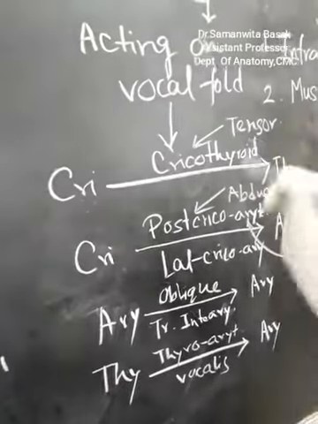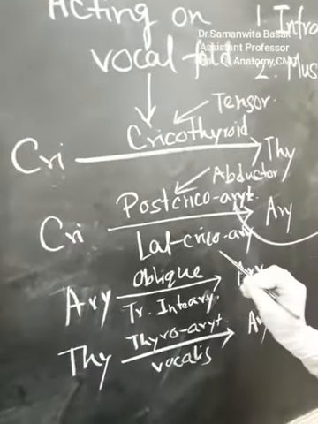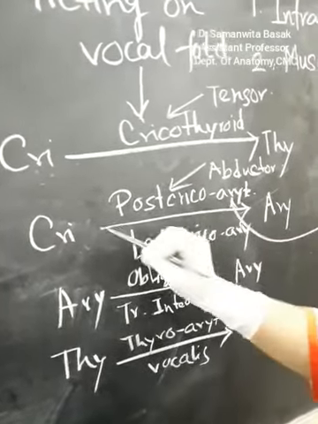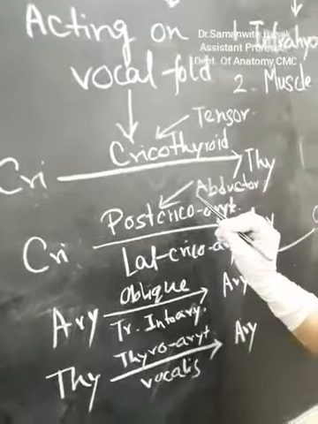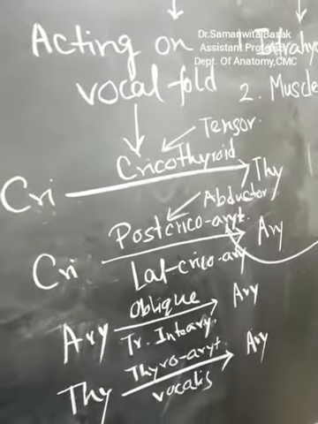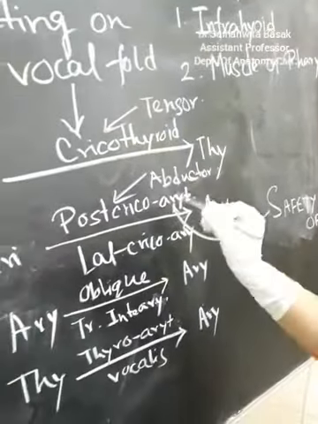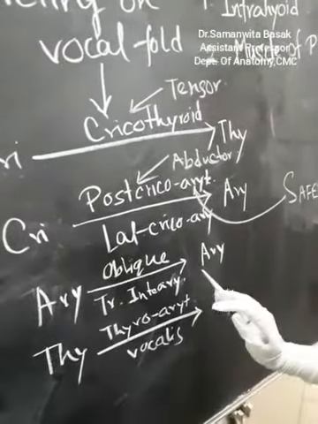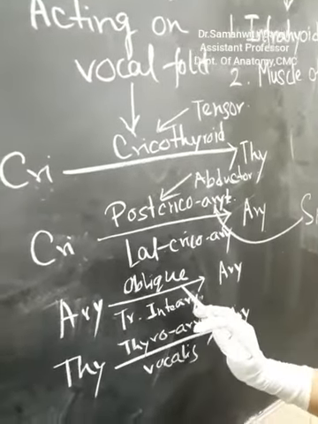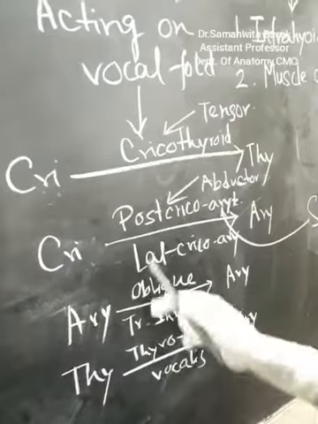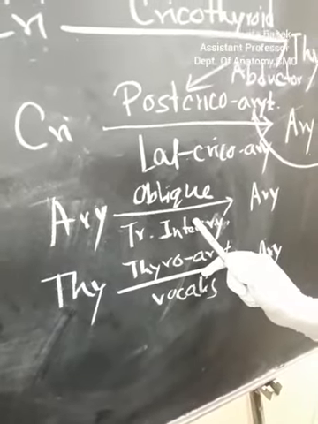And what about the other muscles from cricoid to arytenoid? There are two muscles, posterior cricoarytenoideus and lateral cricoarytenoideus. The posterior cricoarytenoid is the only abductor of the vocal fold. As it is the only abductor of the vocal fold, it is the safety muscle of the larynx. Besides that, from arytenoid to arytenoid, there are the arytenoideus muscles. One is transverse interarytenoideus, another is oblique interarytenoideus. So the lateral cricoarytenoid and these two interarytenoid muscles are the adductors of the vocal fold.